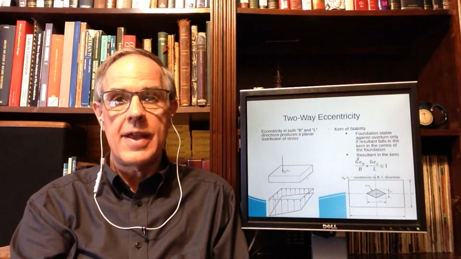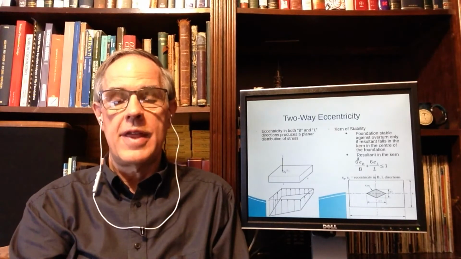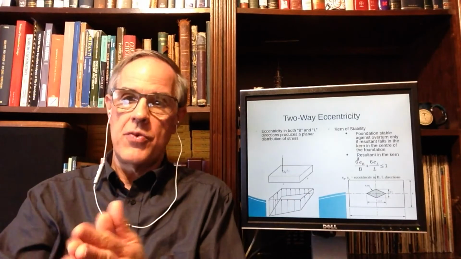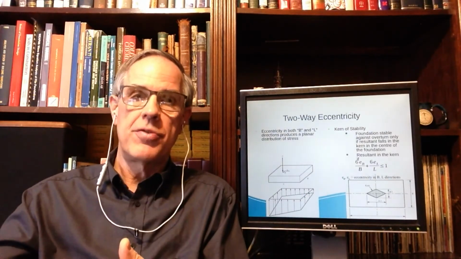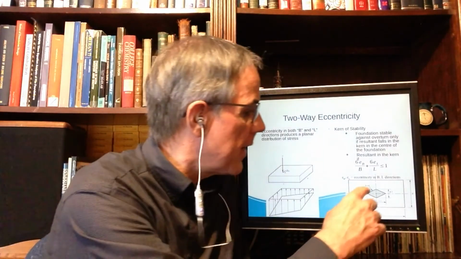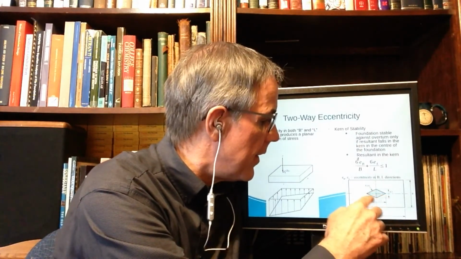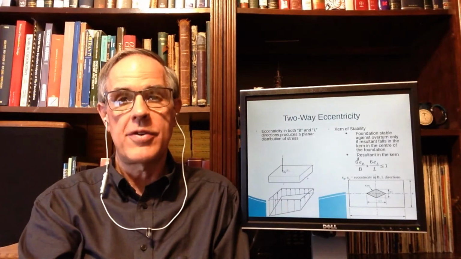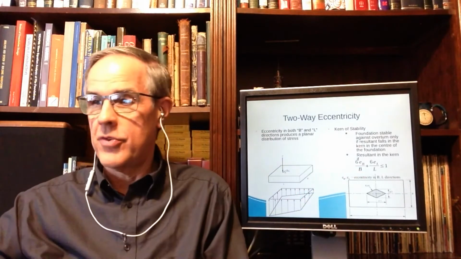Now, one mistake that I have seen in students' work is that they'll compute an eccentricity in one direction, they'll compute an eccentricity in another direction, they both check, and they'll declare victory. But that doesn't take into account the fact that if it's in these little regions right here next to the flats, then it's out of the middle third. So when you've got two-way eccentricity, use this formula right here to make sure that you're in there.